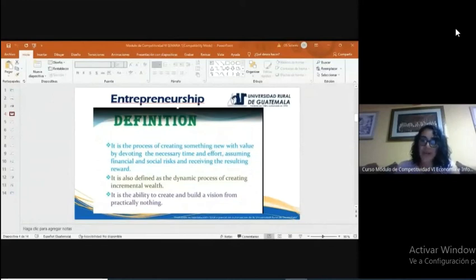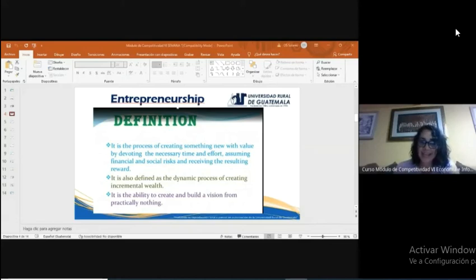Okay, the definition of entrepreneurship, what is that? It is the process of creating something new with value by devoting the necessary time and effort, assuming financial and social risks, and receiving the resulting rewards. So this is the first definition. We have 3 definitions in here. Remember that the main thing about entrepreneurship is risk. We have risk for everything. And when you're just starting a new business, you also have this type of risk. But you need to take those risks to get into a successful company.